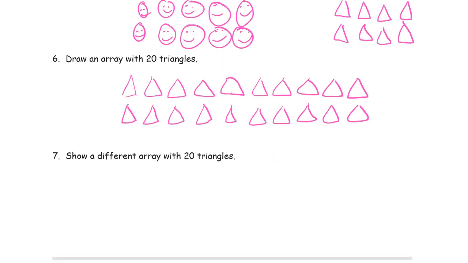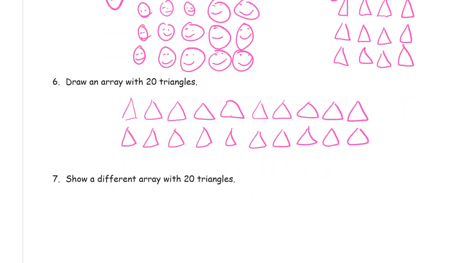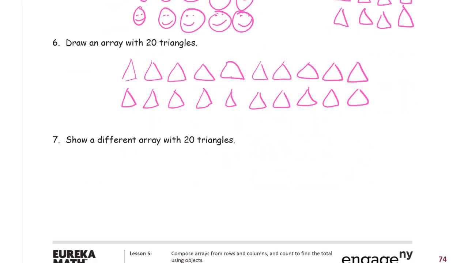Show a different array with 20 triangles. So let's see. I could draw, instead of two rows of 10, I could draw rows of 5, right? Because 5, 10, 15, 20. So there's a row of 5, and now I need another row of 5. There's 10.